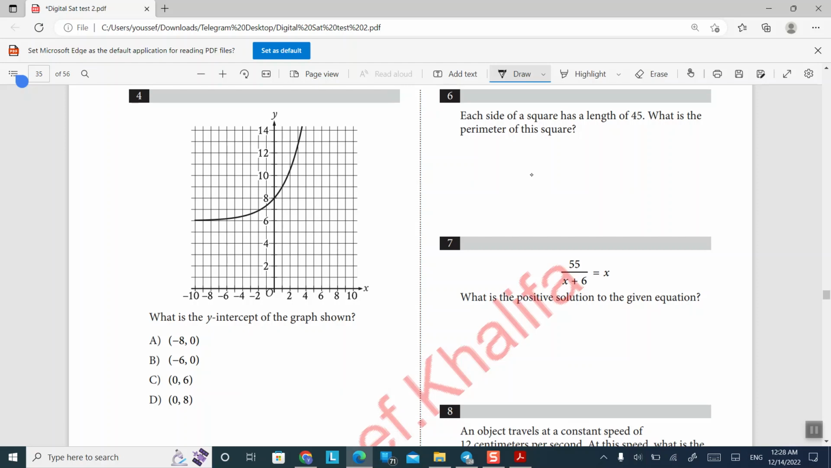Question 4 asks about the y-intercept of the graph shown. So all you have to do is to find the value of y when x is equal to 0. So when x is 0, y is equal to 8. Okay.